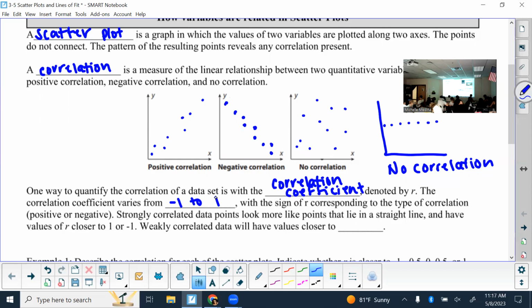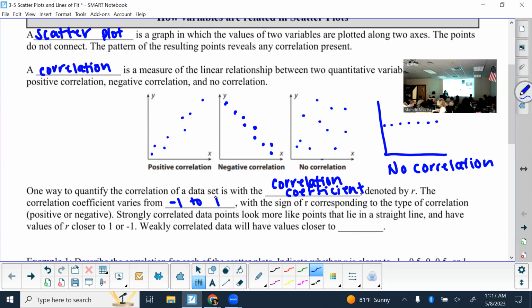So if you're asked on a test to estimate the correlation coefficient, the R value, you should not be telling me a number outside of -1 to +1. If you do, you're automatically wrong. So like 2, 3, -4, -1.5. Not possible because it has to be between -1 and +1.